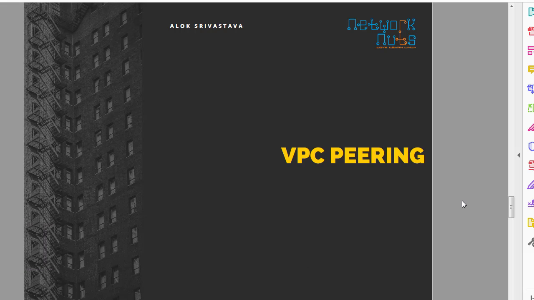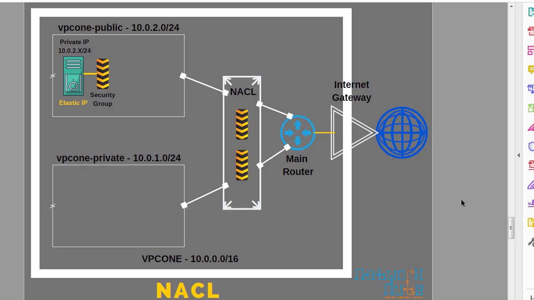So this video, guys, will be focused on VPC peering. The prerequisite is that you should know what exactly a VPC is and how to create a VPC, which we had shared in the previous video, so you can refer to that. I have one VPC with some subnets and NACLs and all those things.